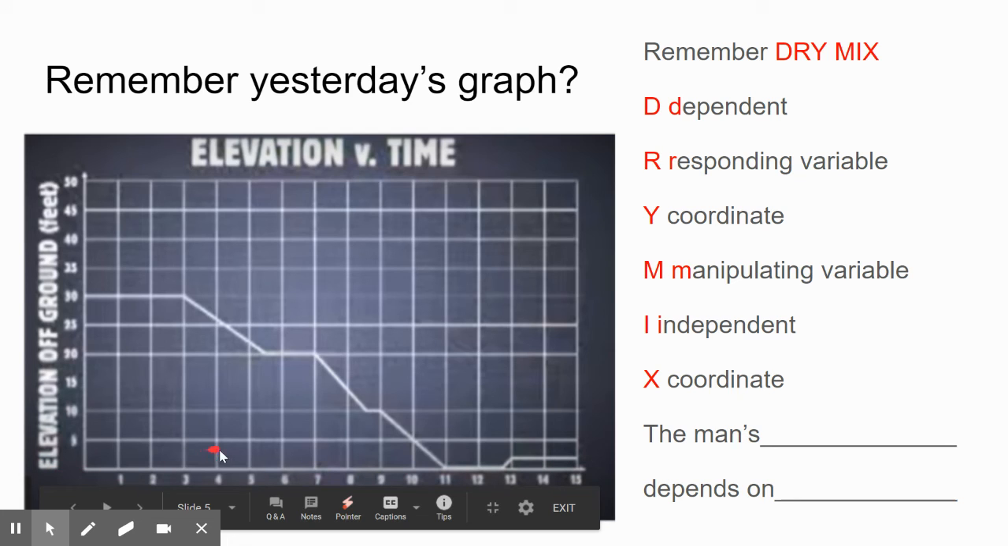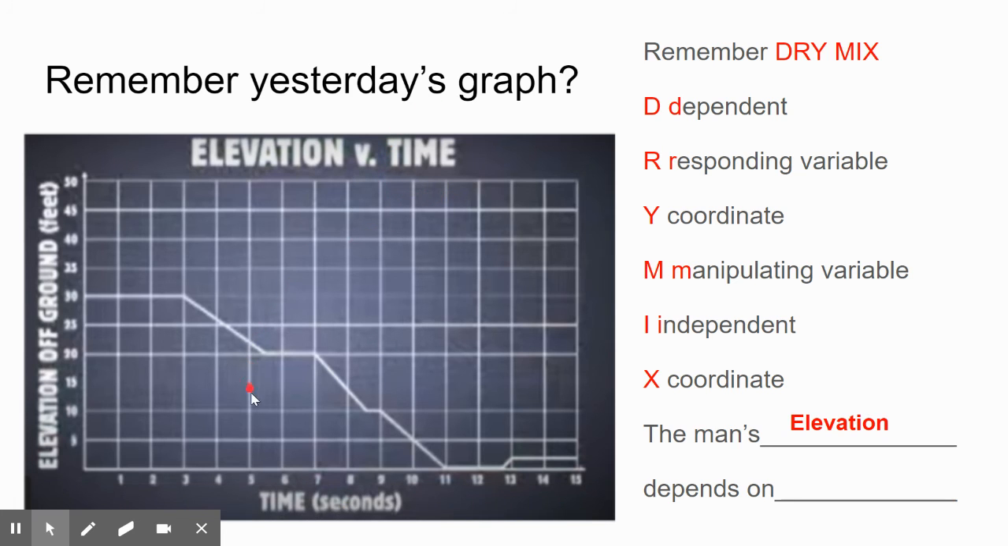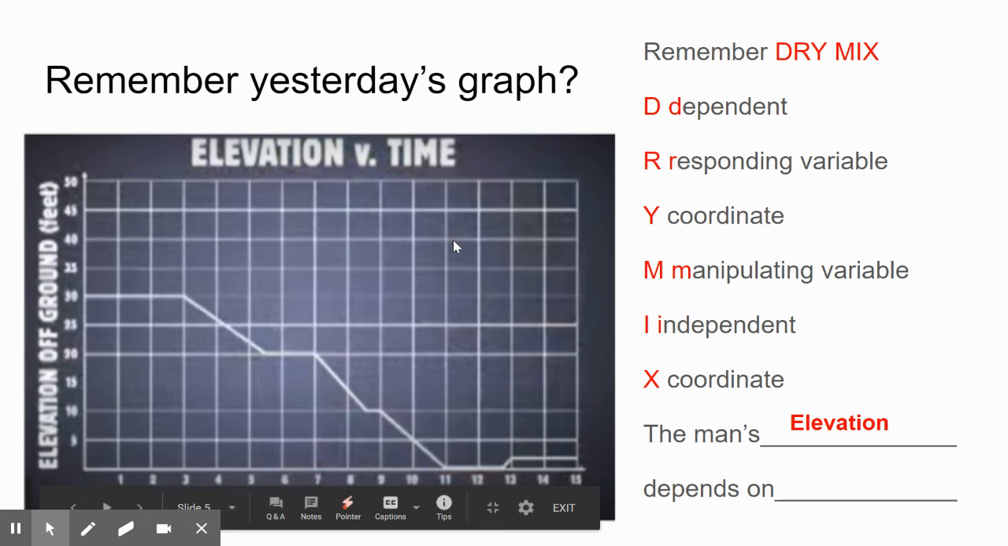All this took time, and time continues to advance, whether the man climbs, whether he rests, he descends, he walks on level ground. It doesn't matter what the man does, time will move on. Time is independent. So in an elevation versus time graph, time is the x coordinate. It's on the x-axis. Elevation is the y-axis. Elevation depends on how much time the man spends climbing.